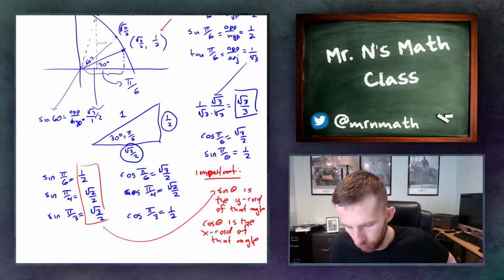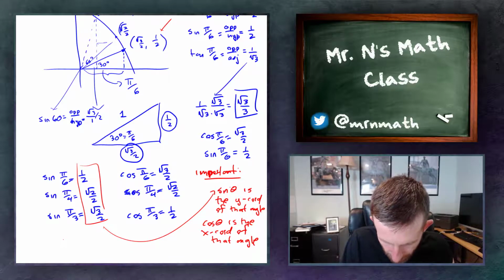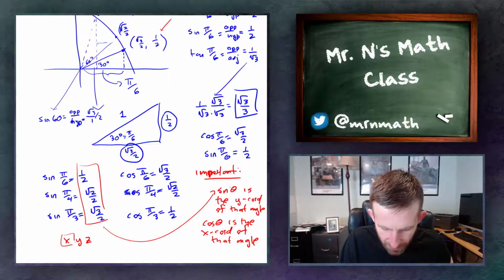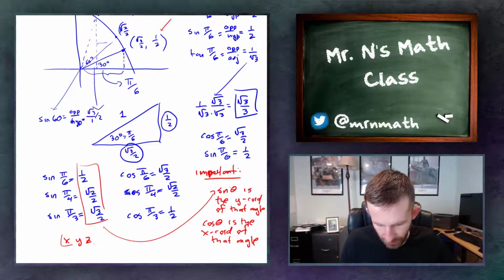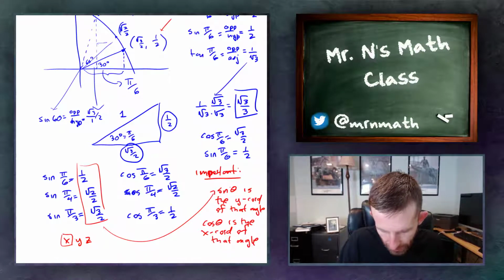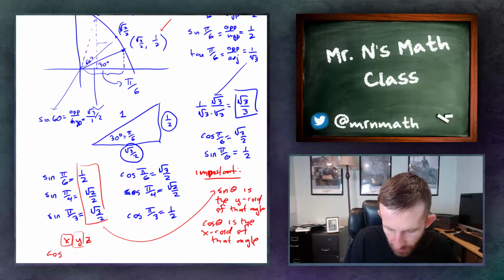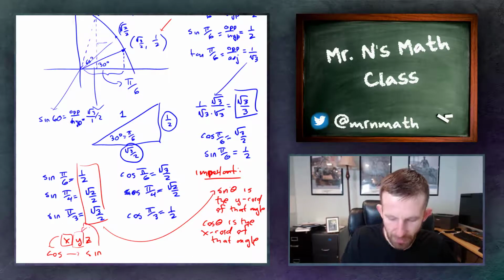And here's how you can remember that. In the alphabet, it goes x, y, z. So x comes first, and then y goes after that. In the alphabet, cosine comes before sine. So cosine of an angle is the x value, sine of an angle is the y value.